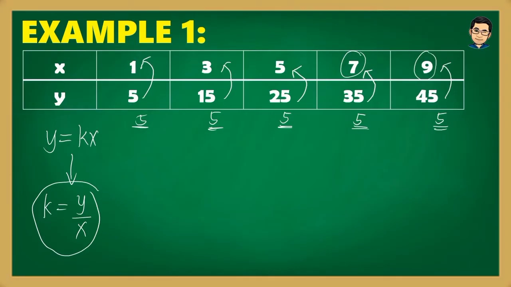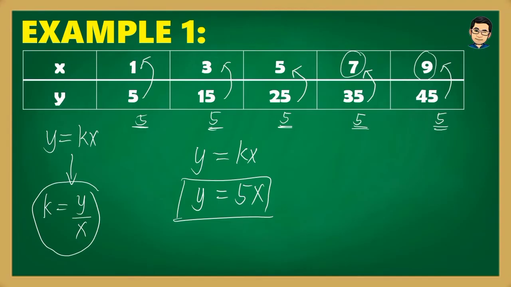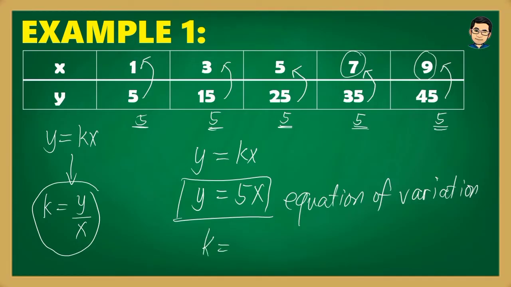Now, since constant yung value natin na 5, yung ating equation of variation, kanina na y is equal to kx, isusulat lang natin siya as y is equal to 5x. So, why 5x? It's because the value of k is 5. So, ito na po yung ating equation of variation. And then, kapag sinubstitute natin yung lahat ng values ng x dito sa table of values, 1, 3, 5, 7, 9, sa y is equal to 5x, ma-obtain po yung mga values na 5, 15, 25, 35, 45. So, our constant of variation is 5.